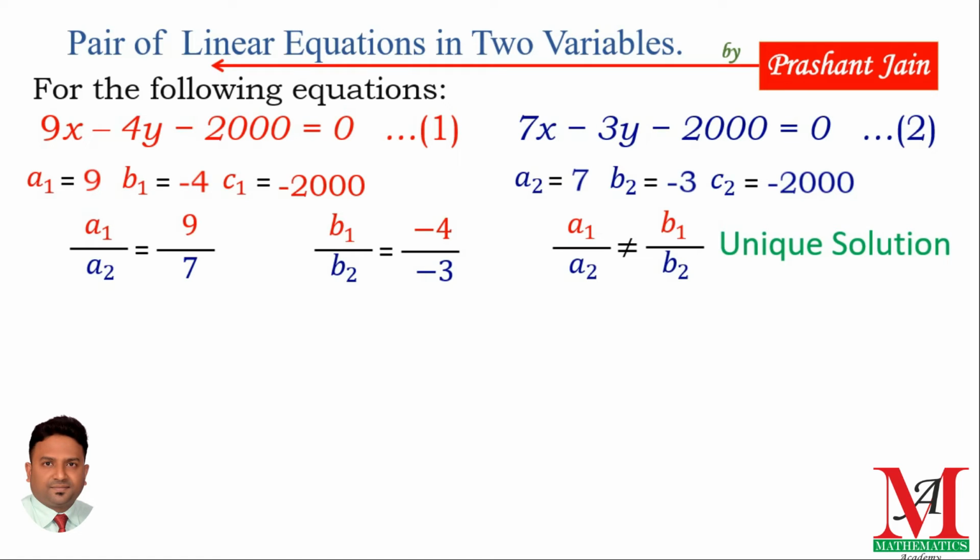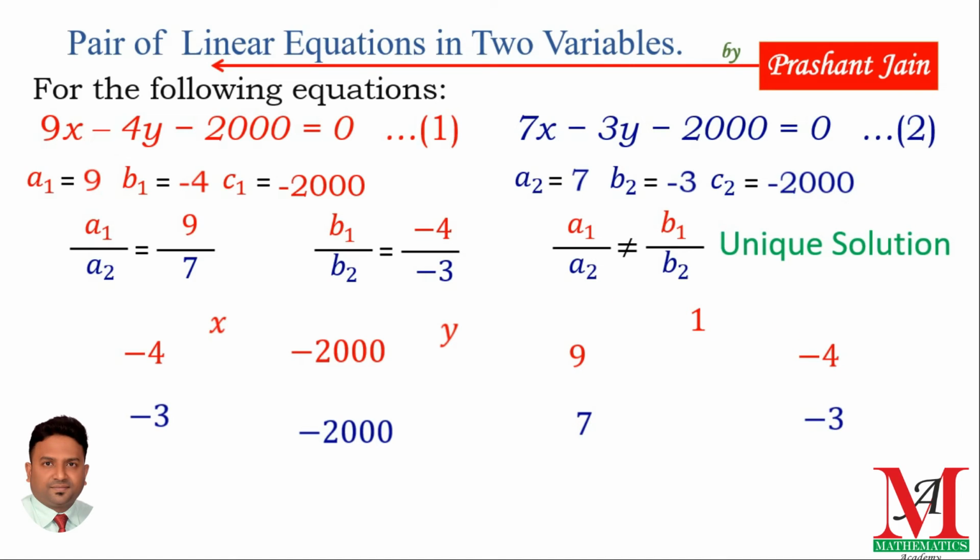Now let us proceed with the steps. We need to find the values of x and y, and we put the constant terms as we learnt before. First of all we write the coefficients of y, b1 and b2, which are minus 4 and minus 3. Then we write the values of c1 and c2: c1 is minus 2000 and c2 is minus 2000. Then a1 and a2: a1 is 9 and a2 is 7. Then for b1 and b2, the values are minus 4 and minus 3.